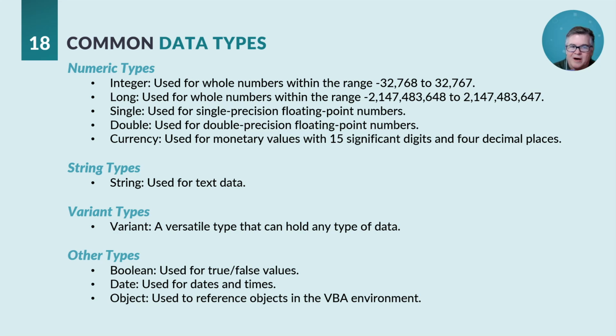All right, if that's not enough, let's look at some of the variables that you can declare. So we have numeric types of variables, we have string types of variables. There's also a variant type, which can hold any kind of data. And sometimes you need to do that. There's other types like booleans, dates, and objects. Objects are very important, and are used to reference other objects. We'll see that in a moment.